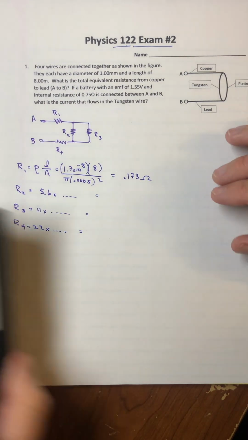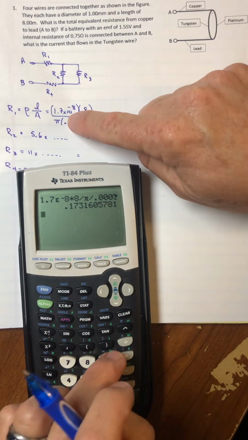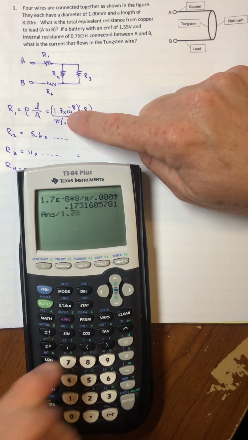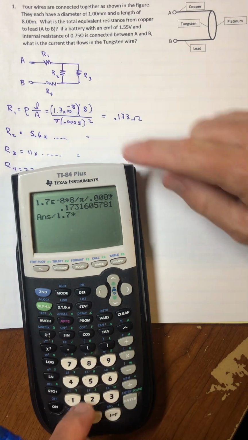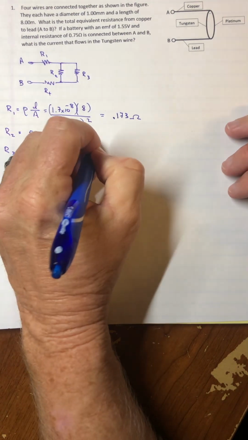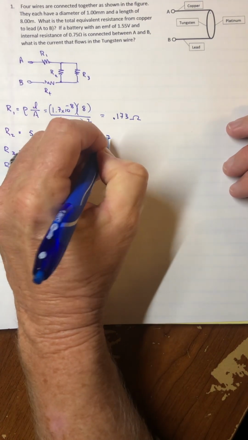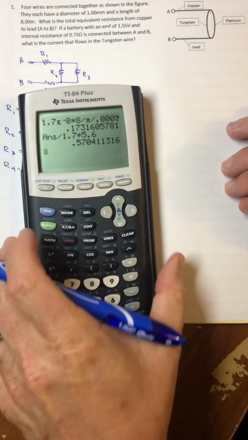So to save myself a little bit of work, why don't I just take the number that's already in my calculator, get rid of the 1.7, so divide, and then multiply that by the 5.6. So it looks like this is going to be 0.570 ohms for number 2.